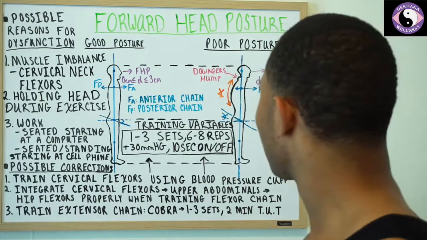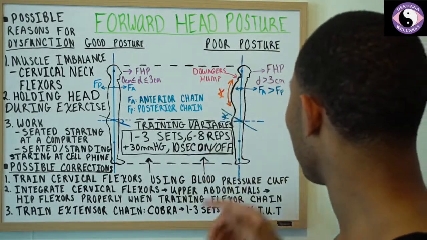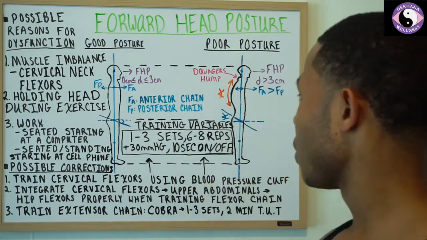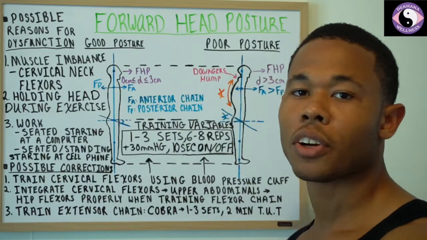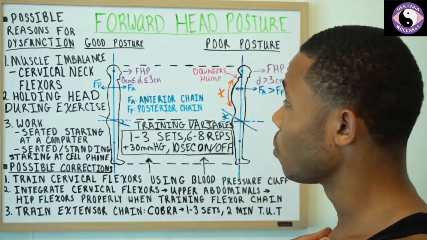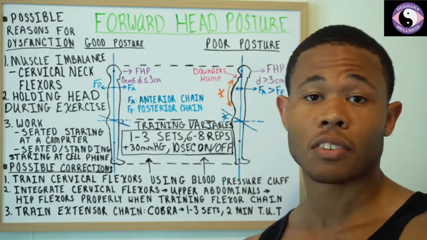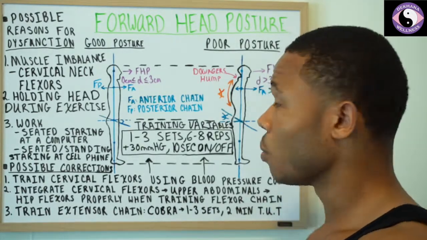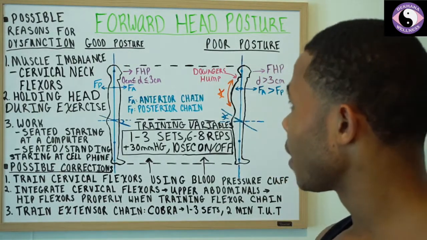And yeah, so that's it. You don't want to develop that dowager's hump. You want that forward head posture to be 3 centimeters or less. Even 3 centimeters could be a lot, but at least you're in a good range and you still have to bring it back. You want to come back ideally to 0 centimeters of forward head posture, because even 3 centimeters is still 1 inch of forward head posture. You've got to be careful of that. And that seems to be about it.